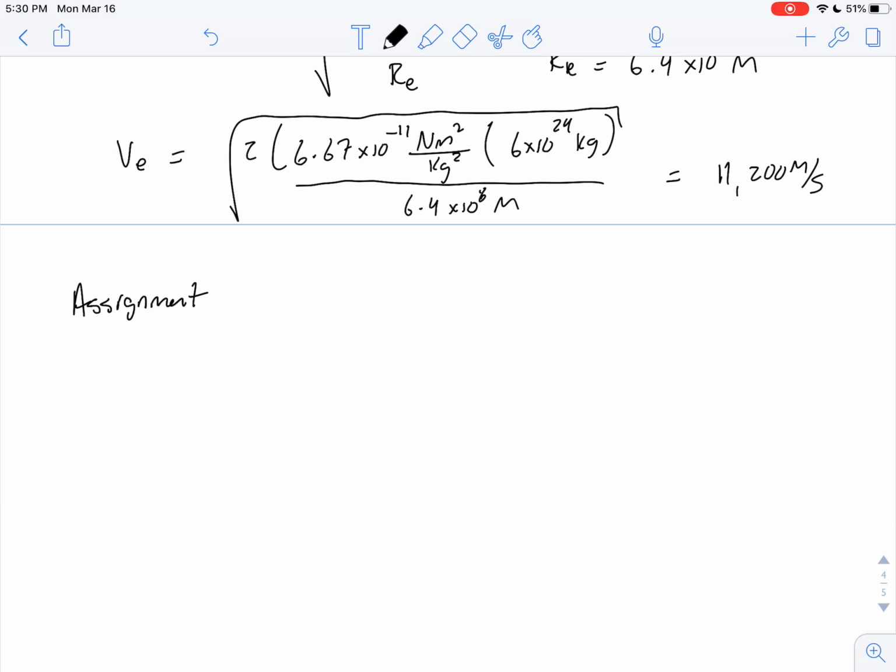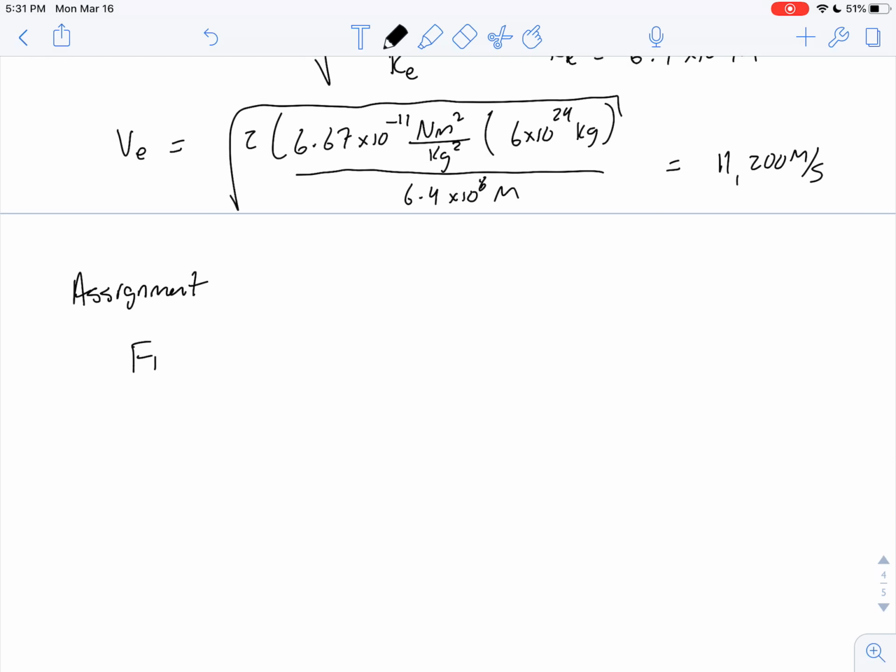And just for a little bit of practice, a short assignment: try to do the same thing. Find the escape speed if we were on Jupiter instead. So find the escape speed from Jupiter, and then take a picture of your solution.